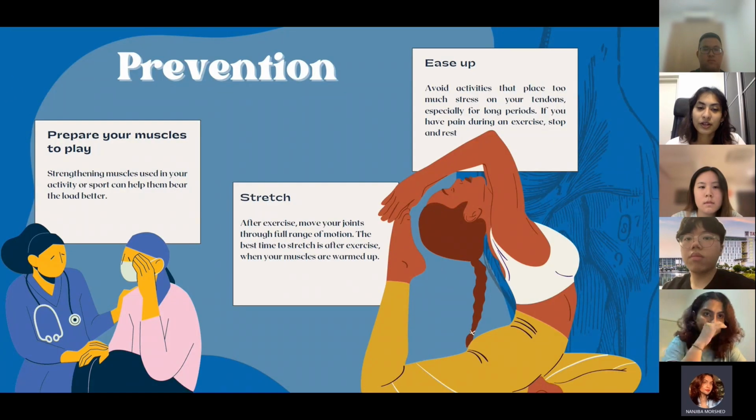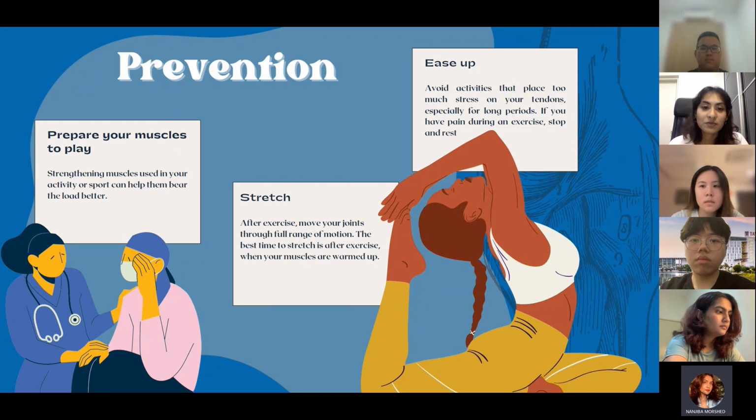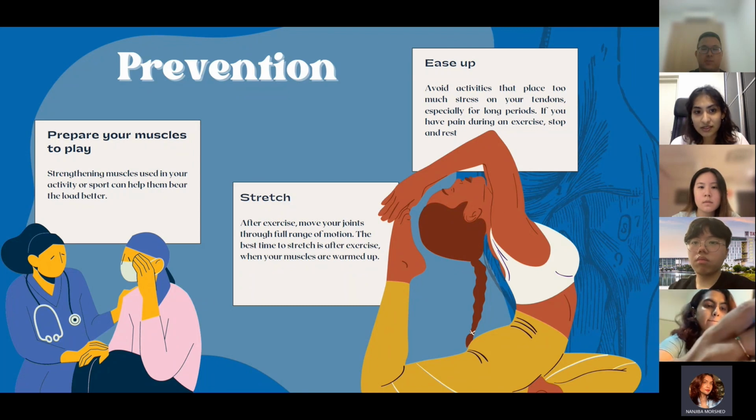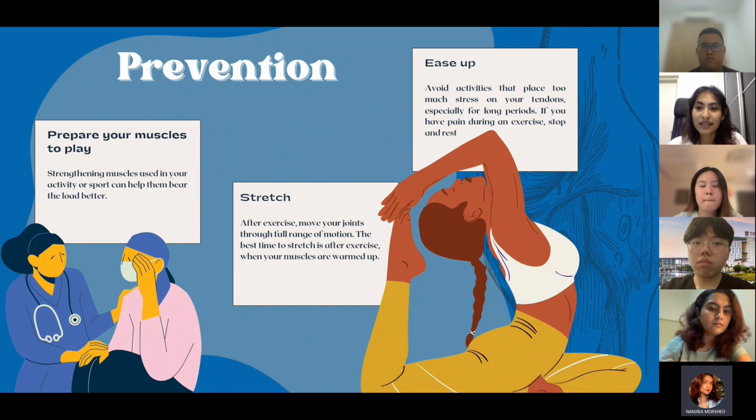Thank you. Moving on, we would like to introduce 3 prevention methods to avoid developing tendinitis, especially in the nursing field. First, preparing muscles by strengthening them, such as taking more calcium supplements and so on. Second, stretching by moving your joints, maybe after exercise or after doing some heavy lifting. Make sure to warm up the muscles again. Third and last is easing up. Definitely start off by doing the easy work first and prevent overstraining the tendons, such as carrying a heavy patient and so on. When pain is felt, stop and maybe rest for 5 minutes before continuing. Next slide, please.